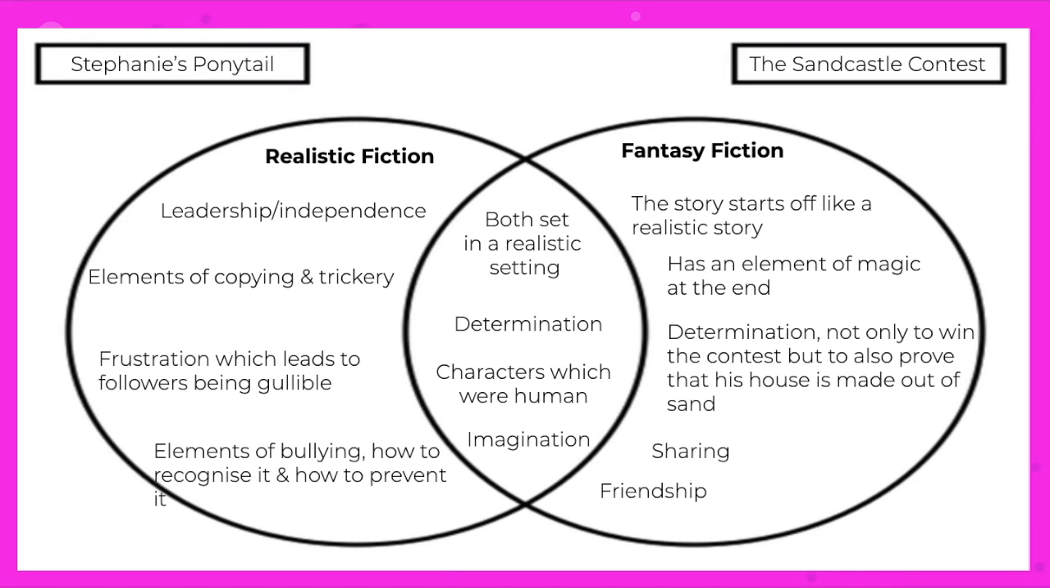Okay, so Stephanie is a leader. She always wants a new type of hairstyle, no matter what other people say. So she is leading the way in terms of hairstyle, and people are following her. She seems to be doing it by herself, so therefore, she is showing some type of independence.